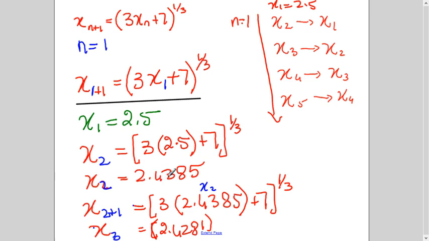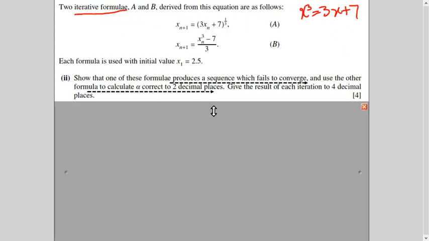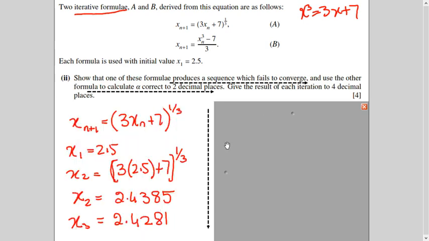Now, if you notice, 2.4385, 2.4281, so the answer is getting closer. So let's see the actual solution here. If I show you what I was showing you earlier, I am writing the formula the first time to show the examiner that I'm plugging in the value given to me here. After that, I'm simply writing the answers. So when I got the answer of x2 in the calculator, I plug it back in here and I got the answer of x3. Then this answer I will plug back in here, I will get x4.